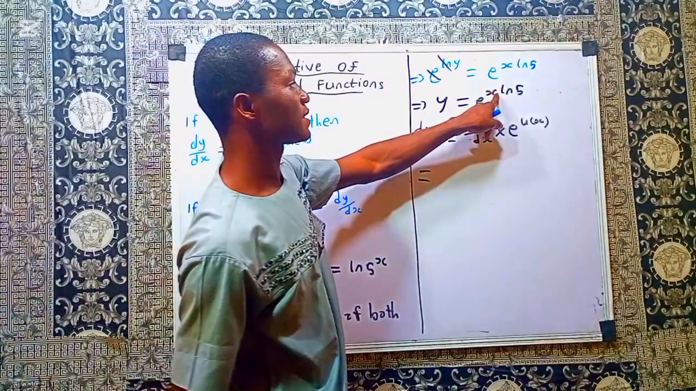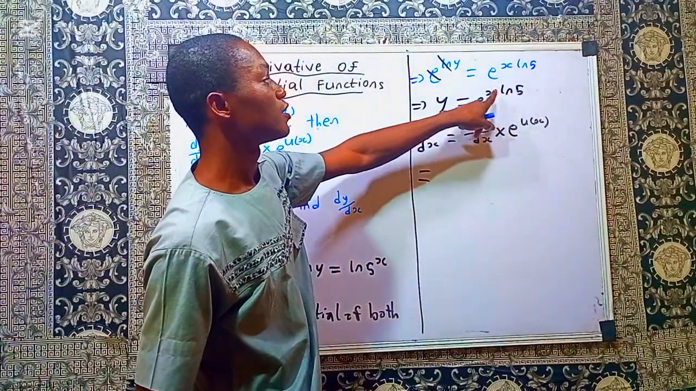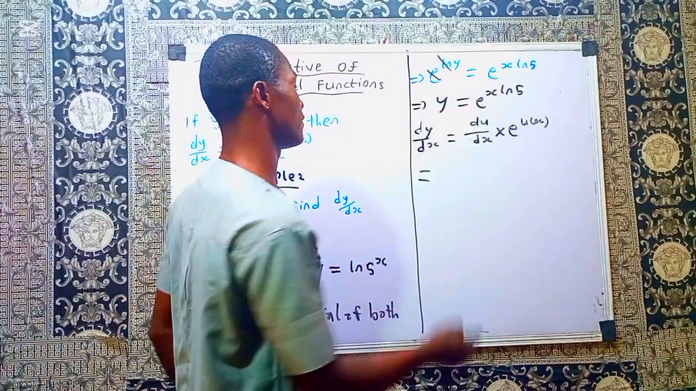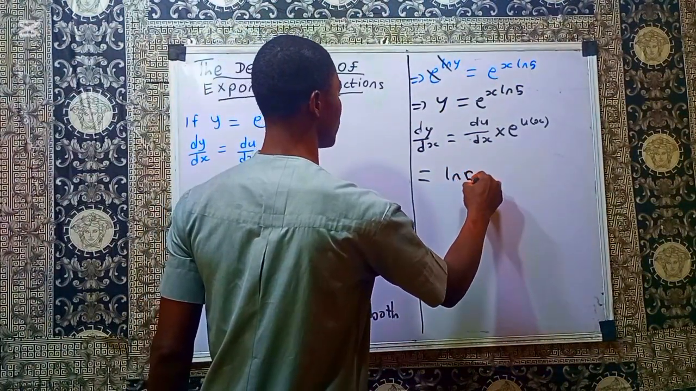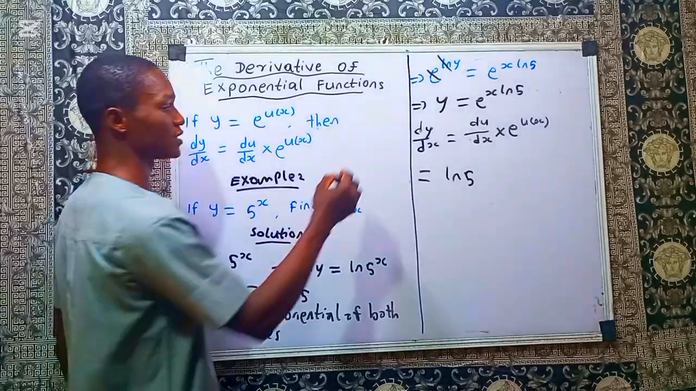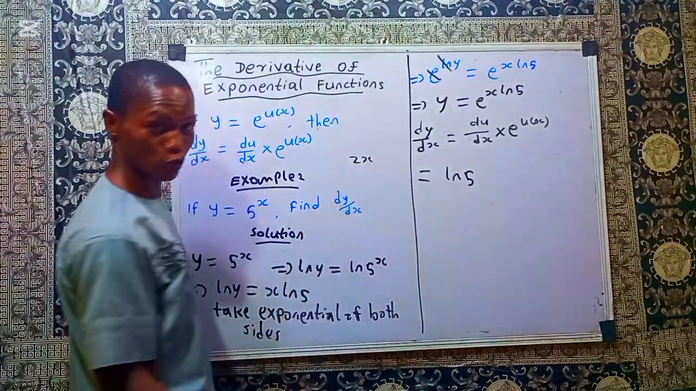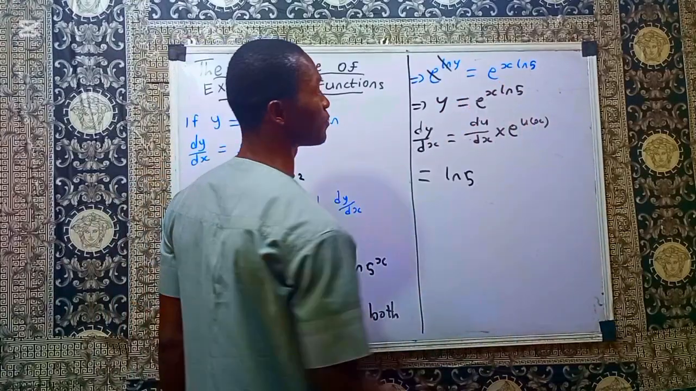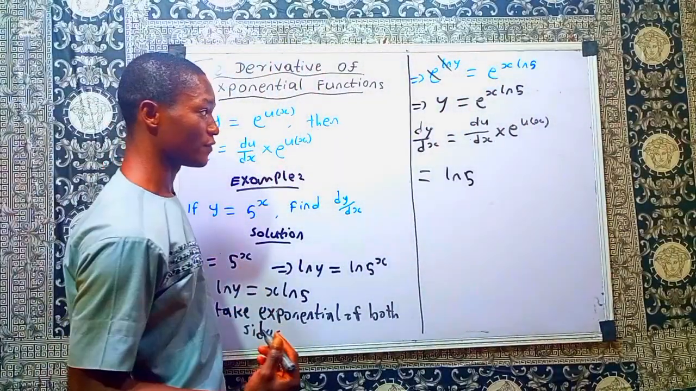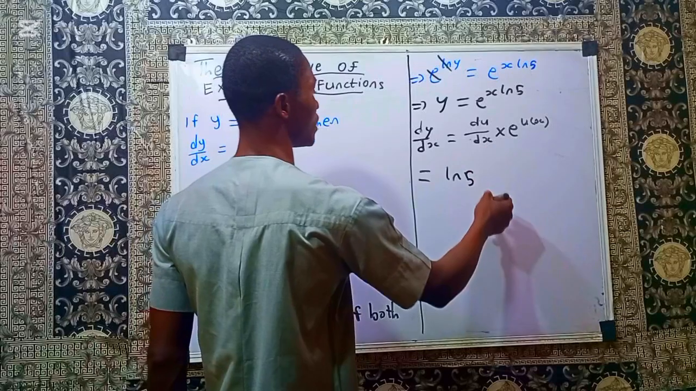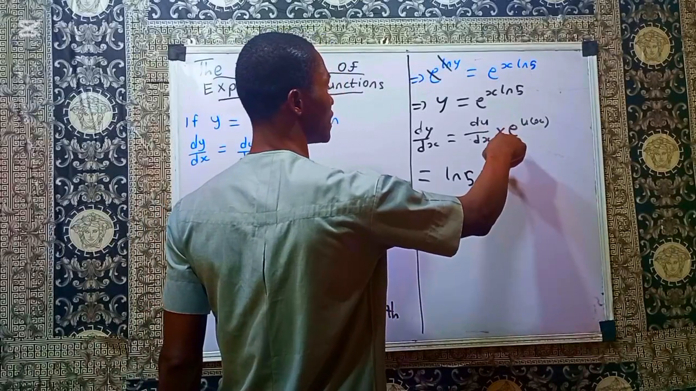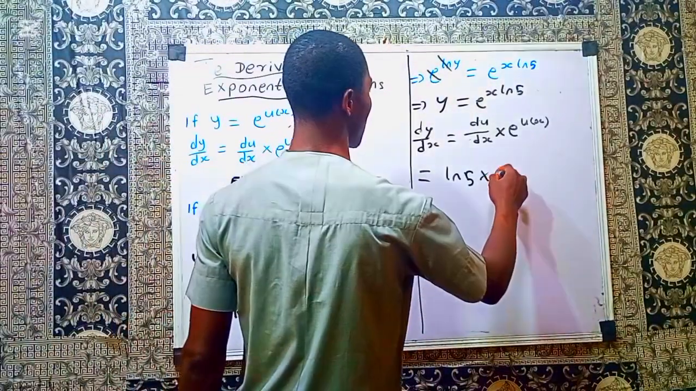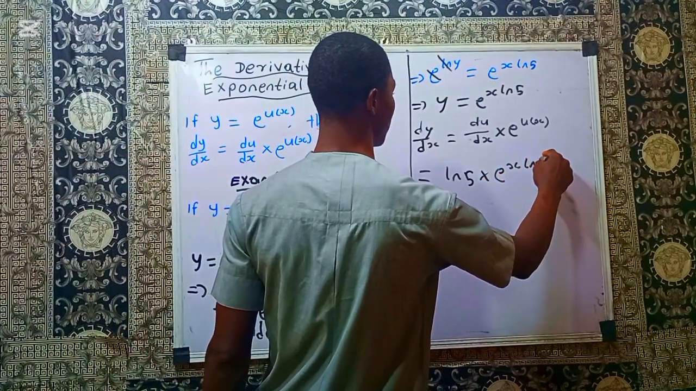So if I differentiate x ln 5 with respect to x, I'm going to get ln 5. You know that if you differentiate 2x, you get 2, right? So if I differentiate x ln 5, I'm going to get ln 5. That's the derivative of u with respect to x. Then multiply by the whole of exponential u of x. That's the whole exponential function you have, that's exponential x ln 5.